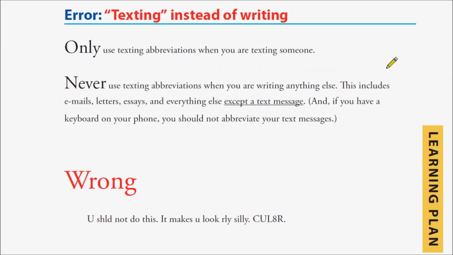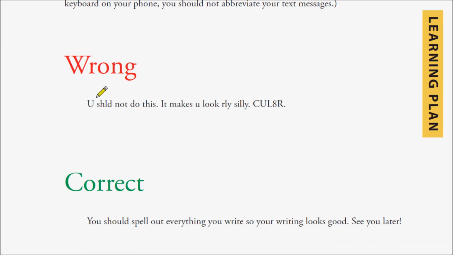Don't abbreviate. Don't abbreviate when you write. Okay? You have to spell everything out. No "u". This is not a word. It's an abbreviation. Okay? So when you write, you should spell out everything you write so your writing looks good. See you later. Spell it out just like that.